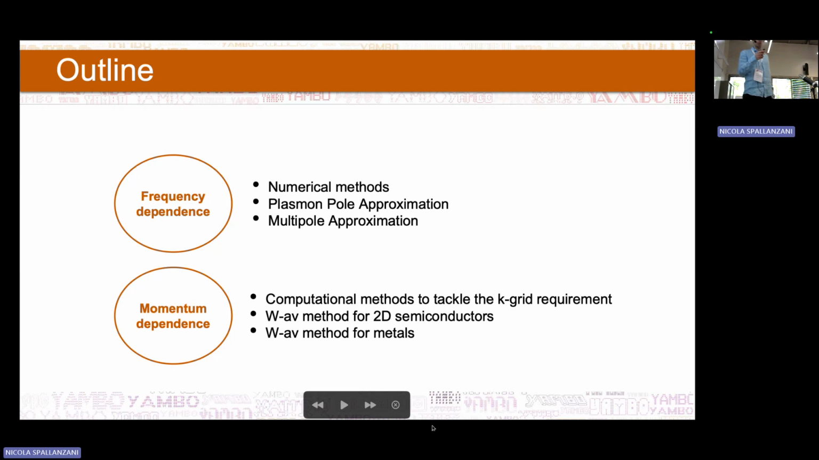The quantities I will stress will be the frequency dependence, and I will show what the problems in this dependence are, and introduce numerical methods, very briefly, and then we'll pass to the analytical methods, one of which you already saw in the previous lecture, the Fourier method. And in the second part, we will talk about the momentum dependence, and I will show what the need is, what the issues are, and I will illustrate it using the case of 2D systems.